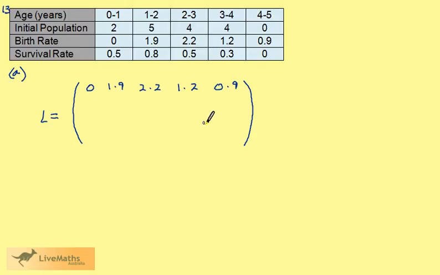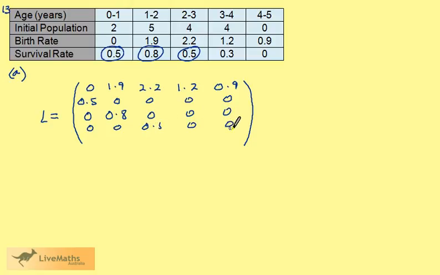Then the other rows are made up as follows. Survival rate 1 goes here, and the rest of the row is 0. Then we have 0, then this survival rate, and then zeros, then 0, 0, this survival rate, 0, 0, and finally 0, 0, 0, this survival rate, and 0.